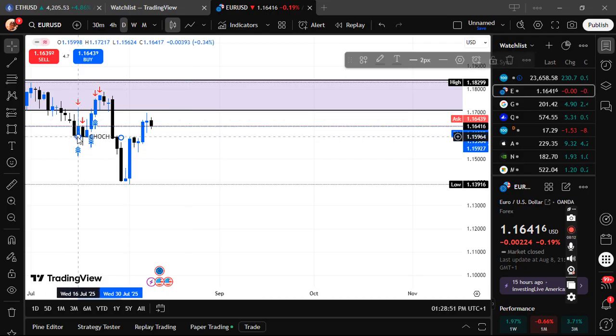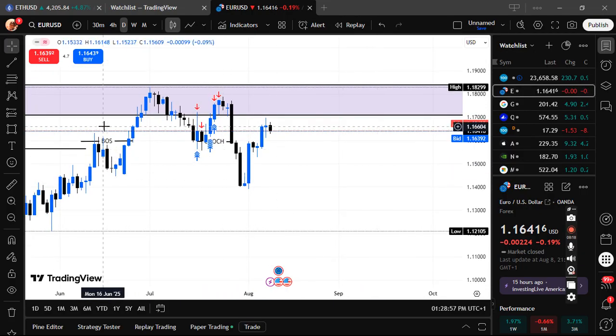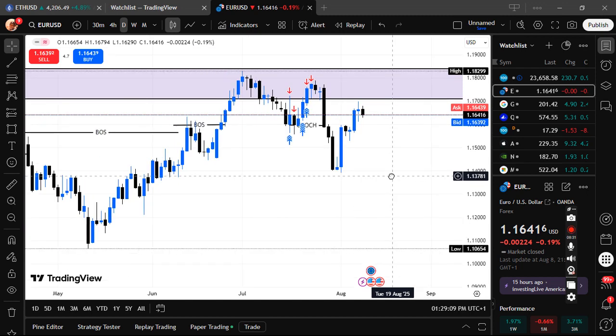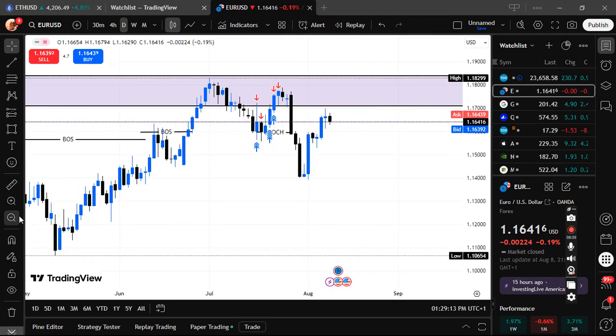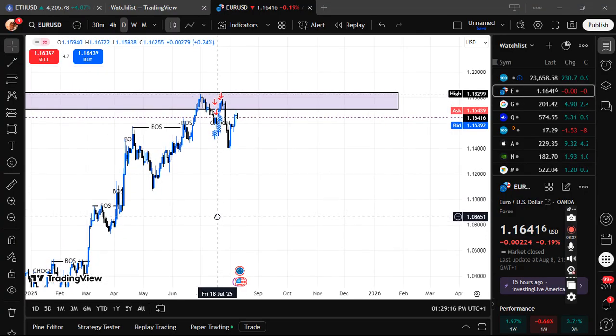Yes, giving us a change of character, so we already have a double top. Now the market is showing signs of reversing. And what are the signs of reversing? We got two bearish impulsive movements. Look at one, two, which gives us a nice confirmation that this market is going down.